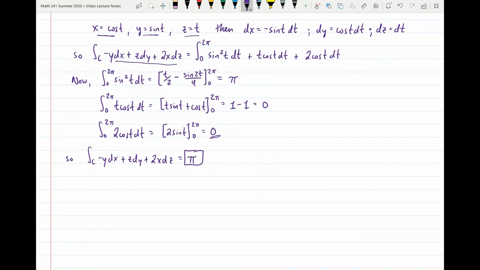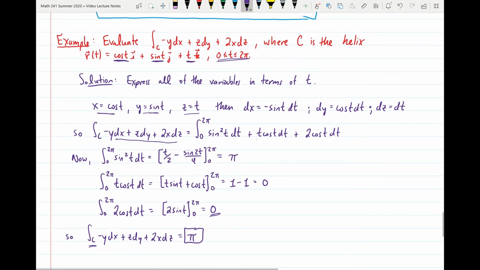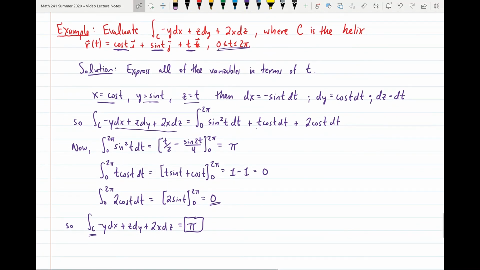And so ultimately, taking all of this information together, we get that the line integral of minus y dx plus z dy plus 2x dz over the curve C, which is the original integral given to us in the problem statement, is equal to pi.